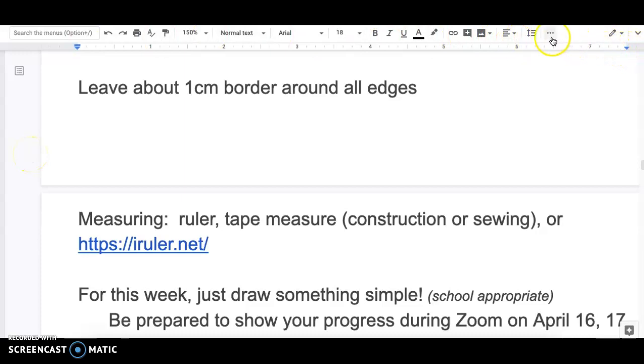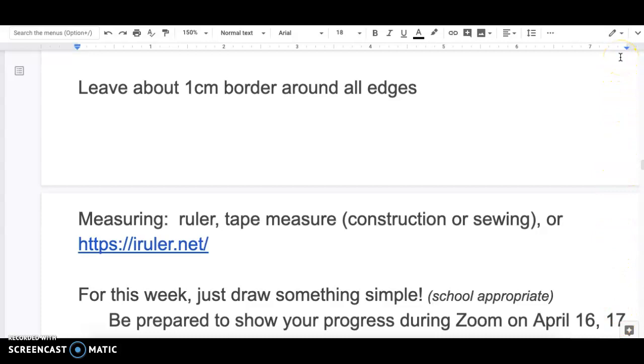And you're going to go all around the edge, and you're going to measure 1 centimeter and draw a line. 1 centimeter and draw a line down here. And then 1 centimeter away from the edge, you're going to draw a line here, and 1 centimeter away from the edge, you're going to draw a line here.